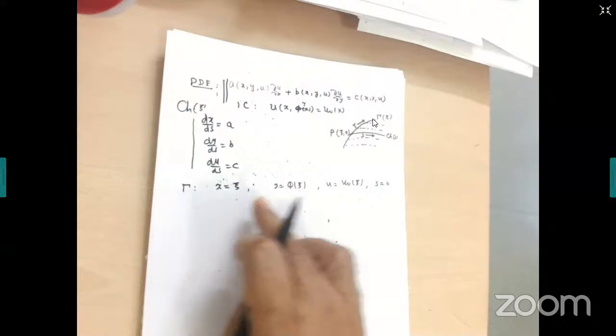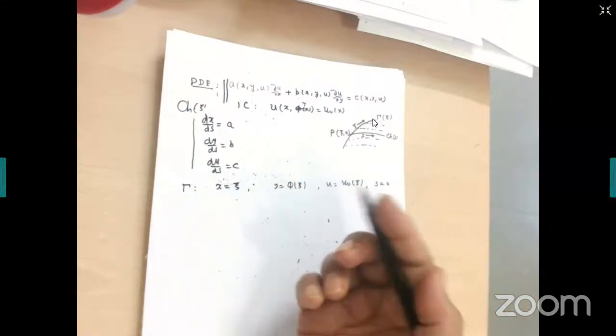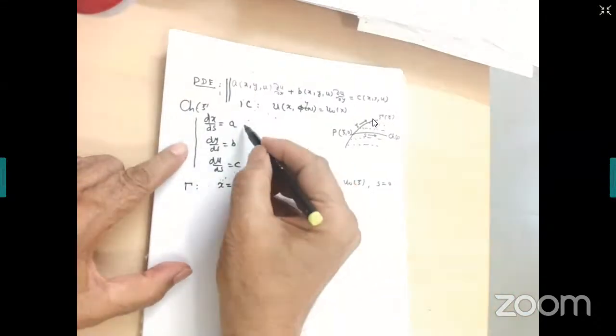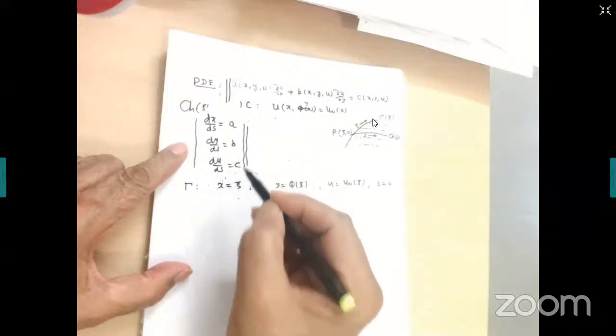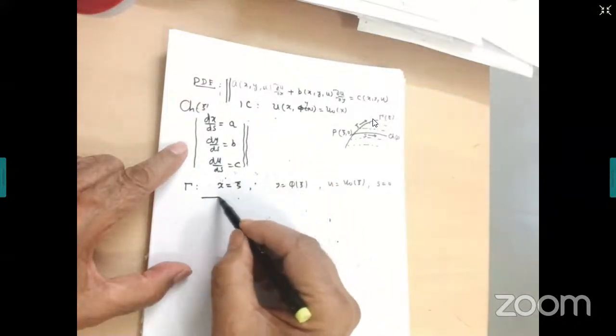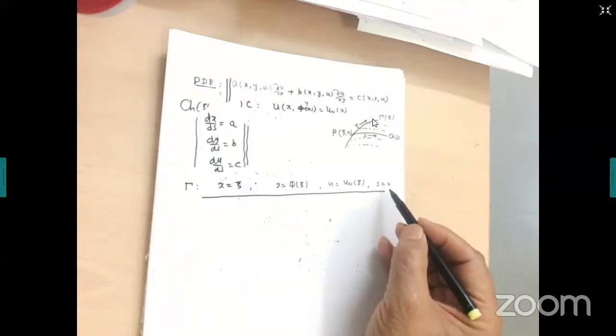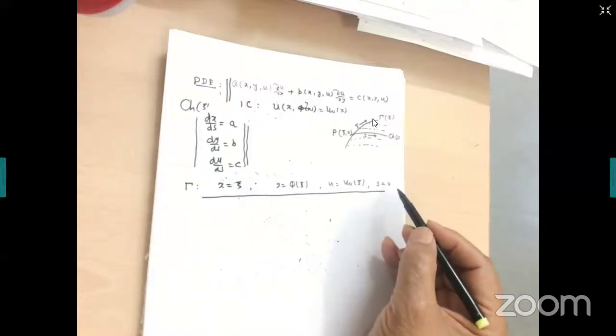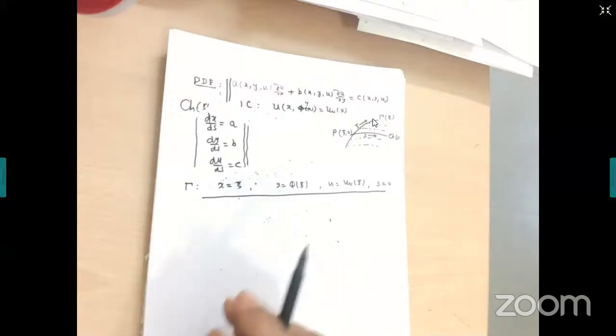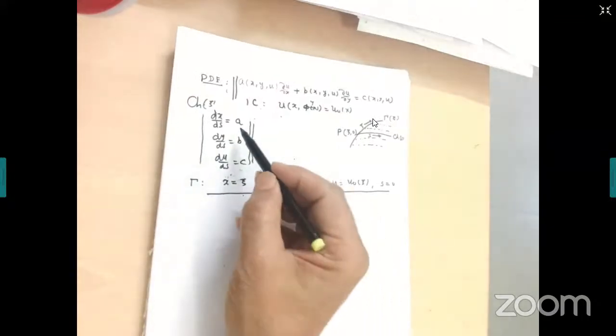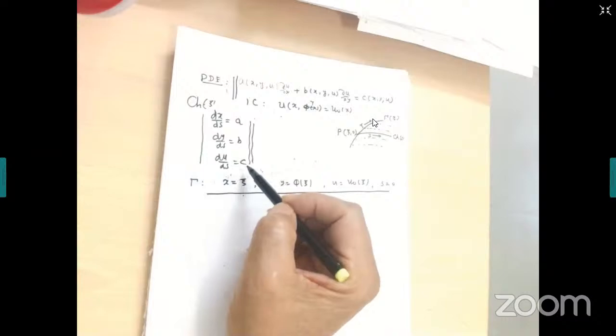So these are the conditions. What is the problem? The problem is to solve this system of ordinary differential equations satisfying these initial conditions at s equals 0. Now you may recall the existence uniqueness theorem in the theory of differential equations, if the functions A, B, C are nice.